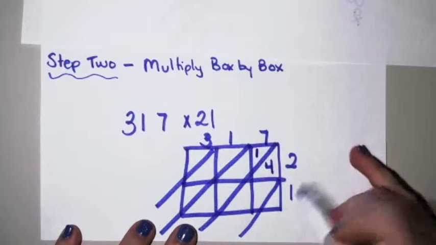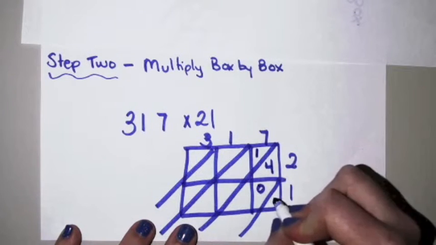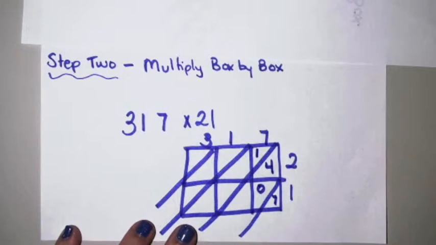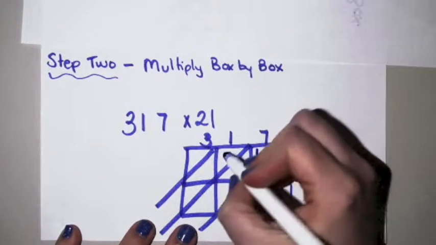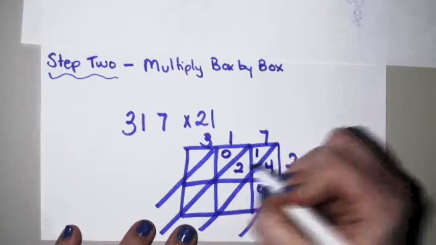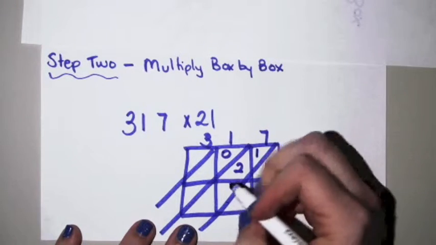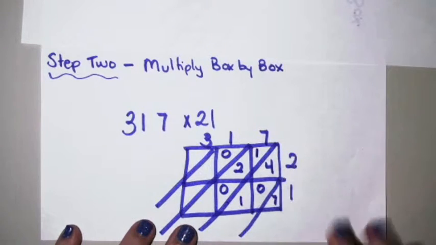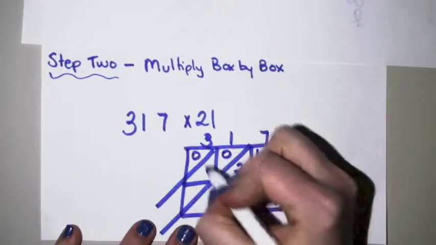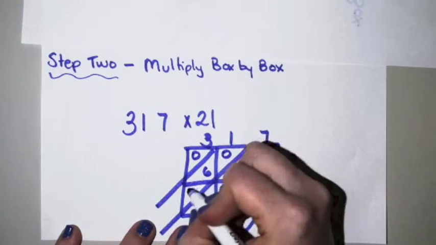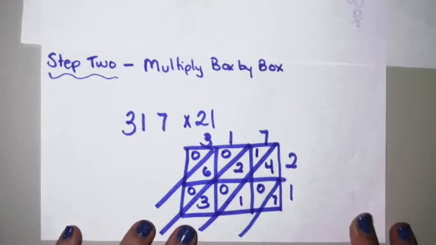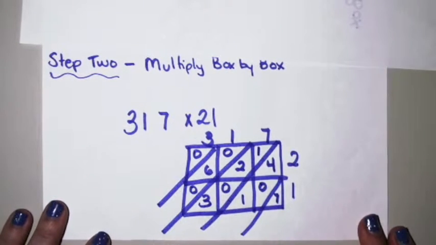So now I'm going to do 7 times 1, which is 7. That's 0 tens, 7 ones. 1 times 2, which is 2. That's 0 tens, 2 ones. 1 times 1, which is 1. 0 tens, 1 one. Then I have 3 times 2, which is 6. 3 times 1, which is 3. And that is how we multiply box by box.